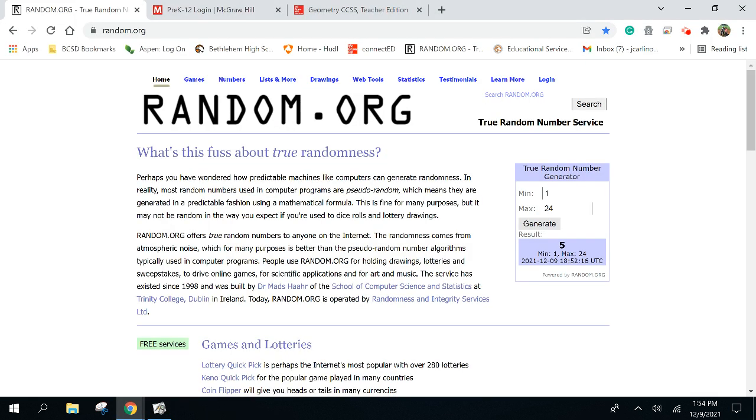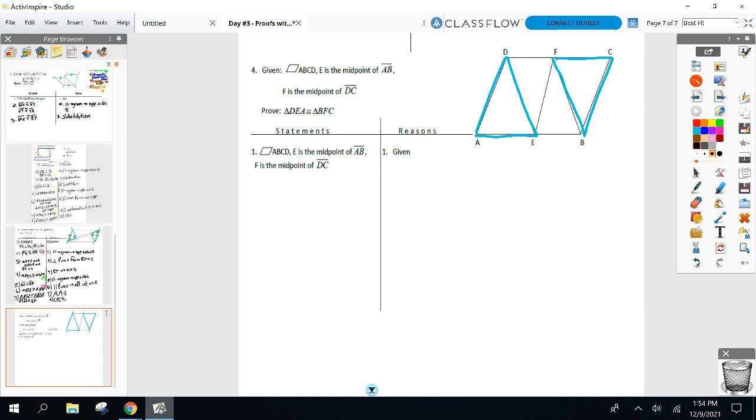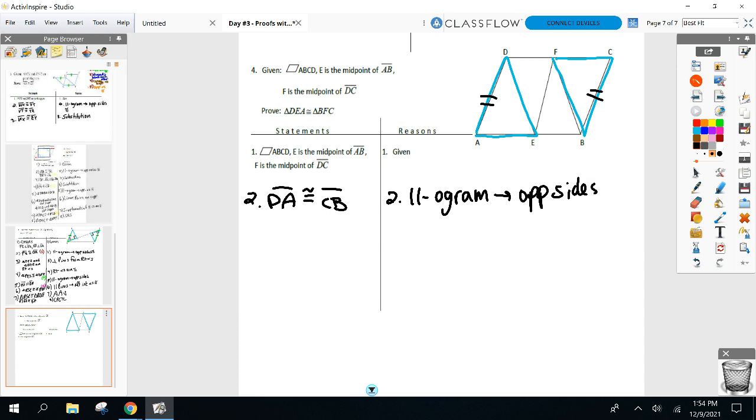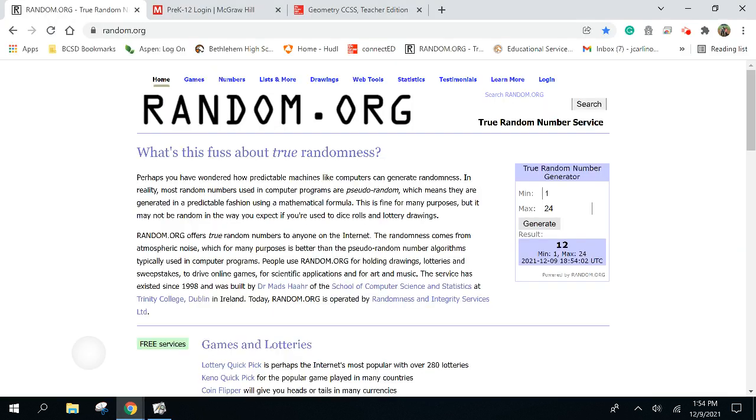All right, what do you got? What are your sides or angles that are congruent? DA congruent to CB. Perfect, I like it. Parallelogram implies opposite sides congruent. Nice, got a pair of sides, everybody. If I took you and your group's side, find me another pair because it's a parallelogram. What's the other pair that's congruent because it's a parallelogram?